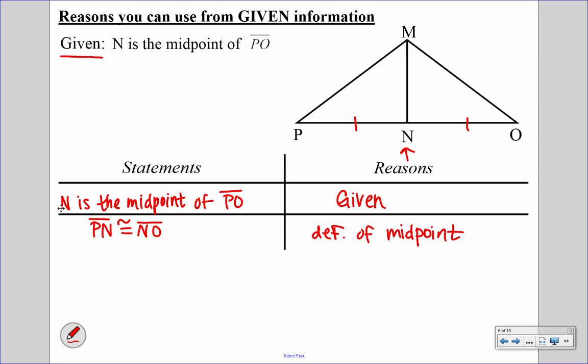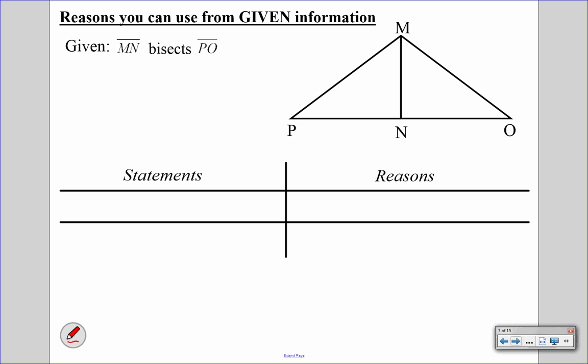All right, let's look at another one. This one, I give you the information that MN bisects PO. So let's write that down. Line segment MN bisects line segment PO. And the reason for that is that it's given.